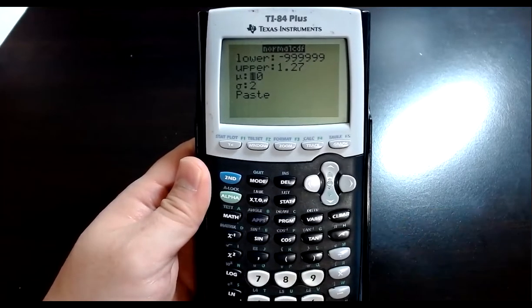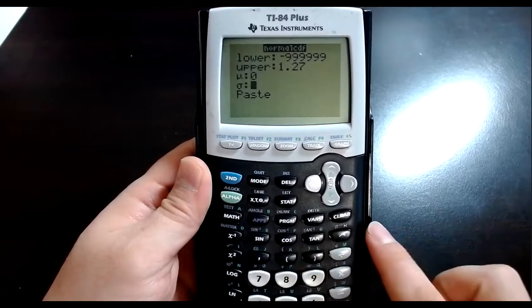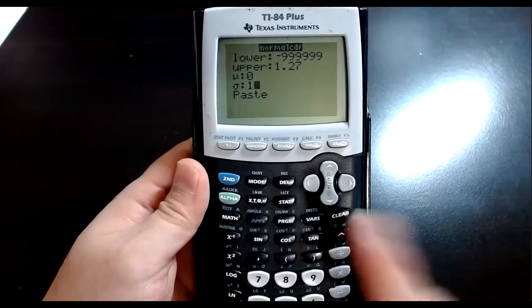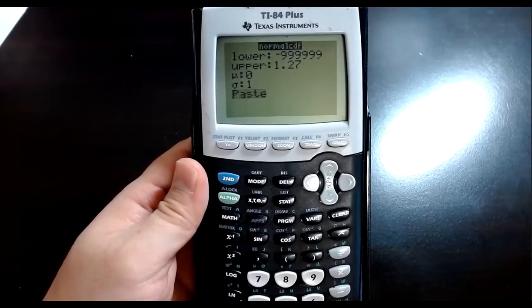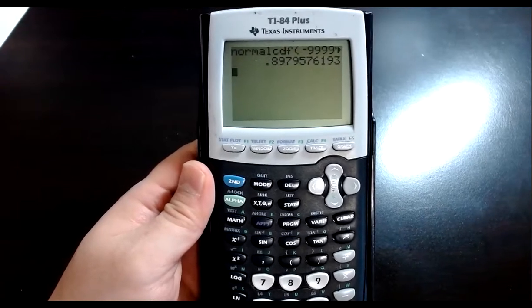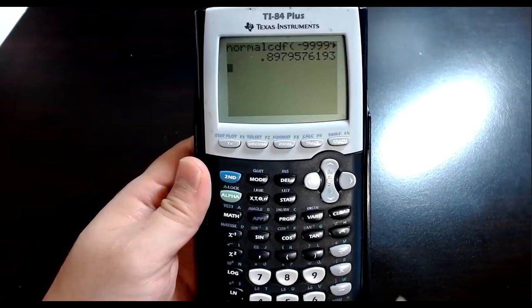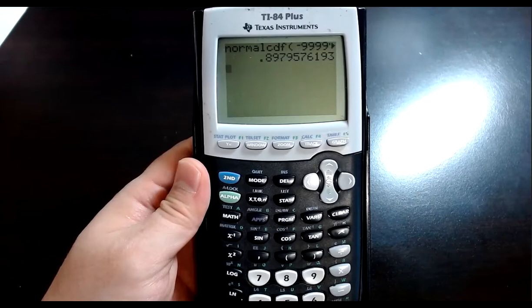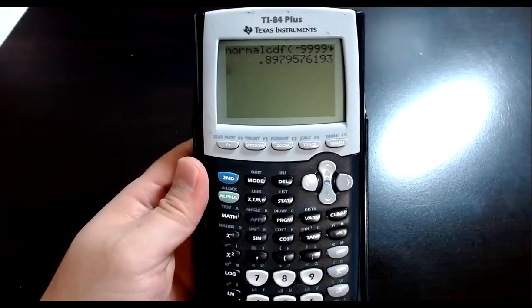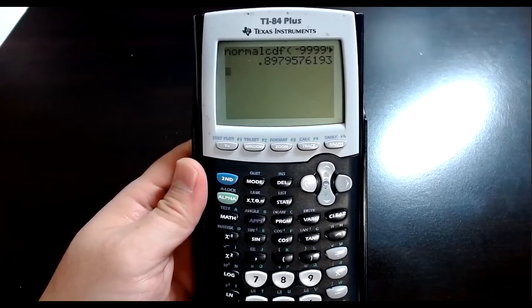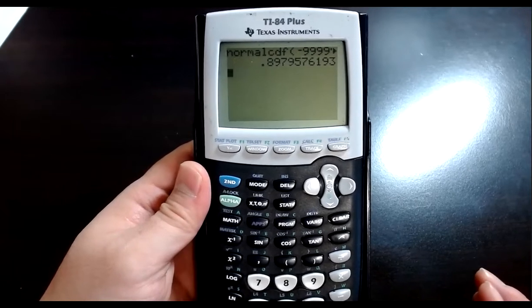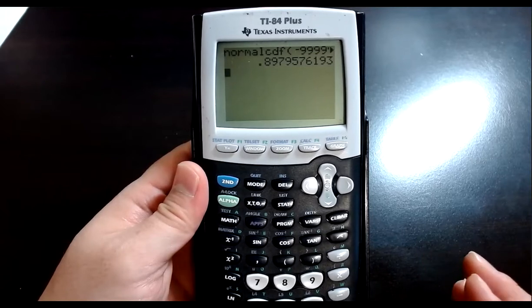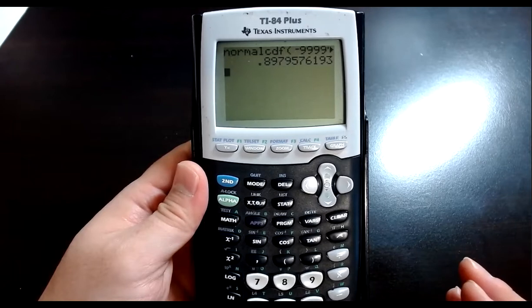Then we're dealing with the standard normal distribution, so mu must be 0 and sigma must be 1. What that means is that using this command you can find the probability of any normal distribution, including the standard normal distribution. Here we get 0.89795. Keep in mind this number is more accurate than the numbers shown in Table A-2, so I recommend you use the calculator rather than the table. That means about 89.8% is the probability that the person's bone density score is less than 1.27.